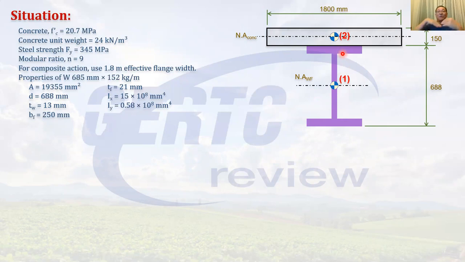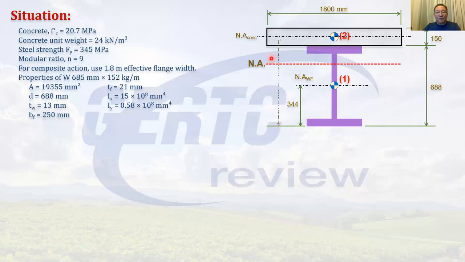Then, when we combine the two, ito yung magiging neutral axis nila. Ito yung NA ngayon na combined concrete and the steel. Okay? So we need to compute the centroid, the YNA. So this height or the distance of centroid ng 1 to the bottom is kalahati ng 688. So that's 344. And then from the bottom to the centroid of the concrete will be 68 plus 75. Na? 763. So kailangan natin makuha ito.